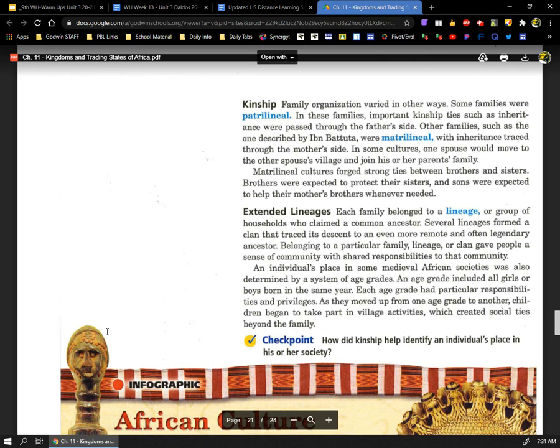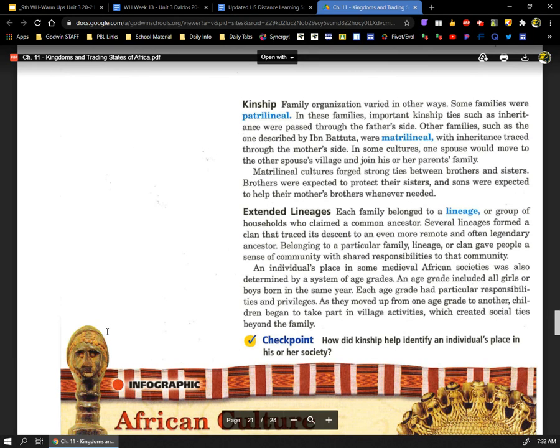Extended lineages. Each family belonged to a lineage, or a group of households who claim a common ancestor. Several lineages formed a clan that traced its descent to an even more remote and often legendary ancestor. Belonging to a particular family, lineage, or clan gave people a sense of community with shared responsibility to that community.